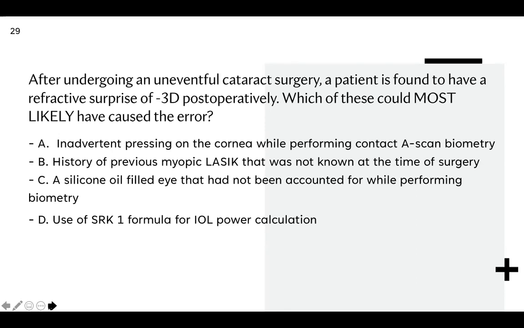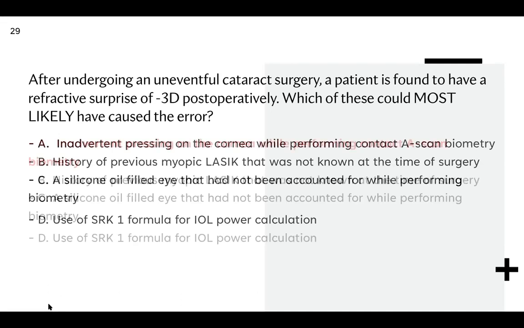So which of these could most likely have caused a myopic refractive surprise in this patient? Ten seconds left on the clock. Please read the options carefully before answering. We have 30 seconds and the poll is locked.